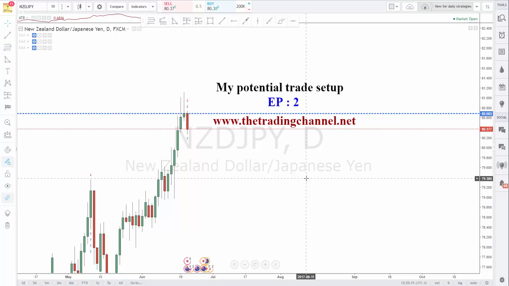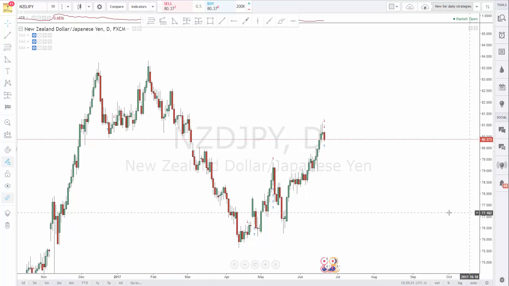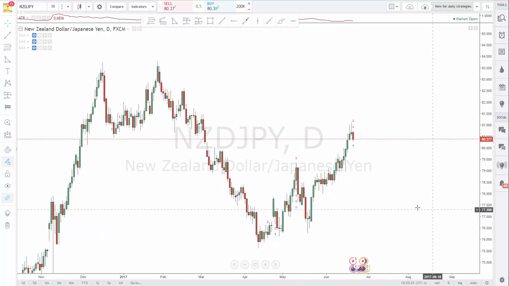So let's start to discuss the potential trade setup for this week on the New Zealand yen. Go ahead and delete everything off the chart, and we'll start out here on the daily chart. The question I always ask at first is why? Why would I like to be involved in the market at the level it's at right now? Why is this a potential trade setup?